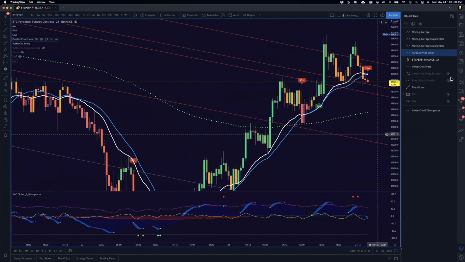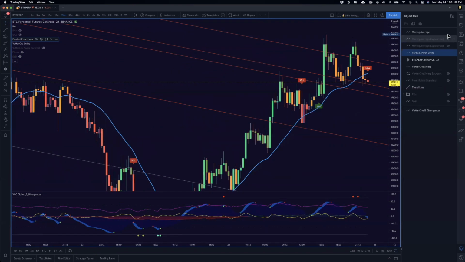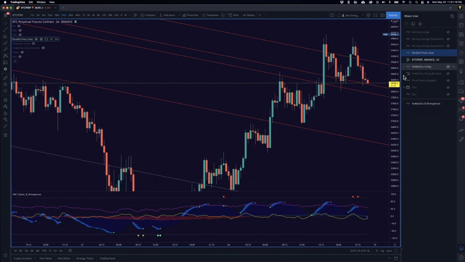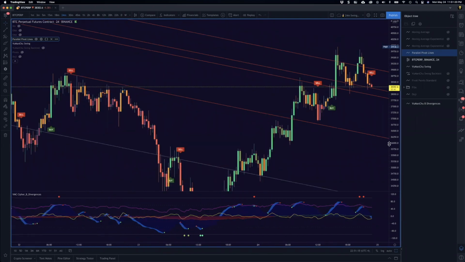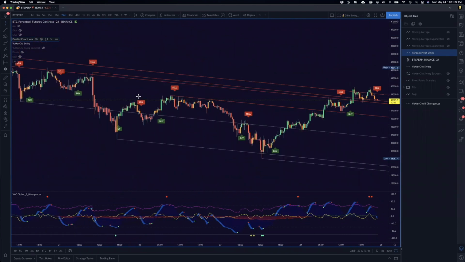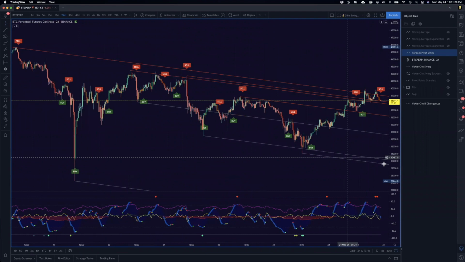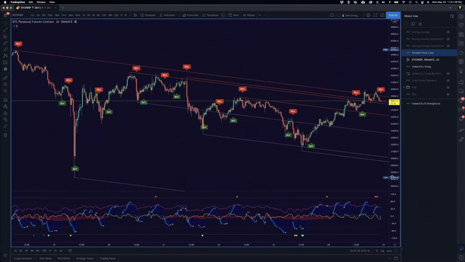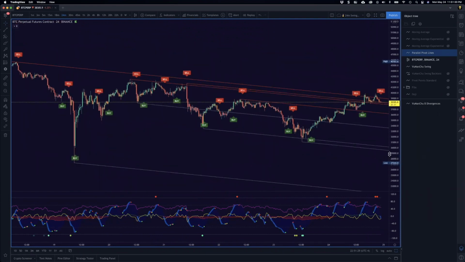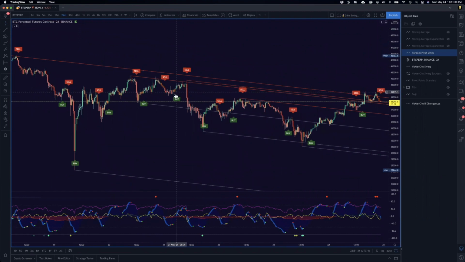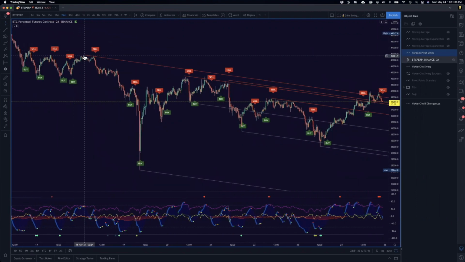Now, I always like to turn stuff off while I'm doing a demonstration so that you guys can see exactly what's going on. I'll leave the cell on. Okay. So we're going to zoom out and you can see how well these parallel lines work, right? So they're always moving, okay? But they're telling us what's going on with the trend.